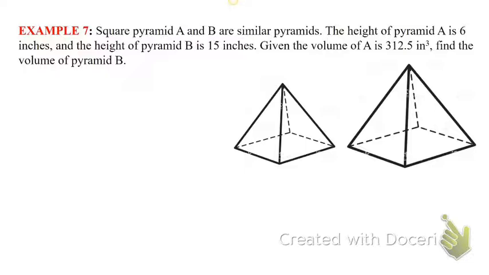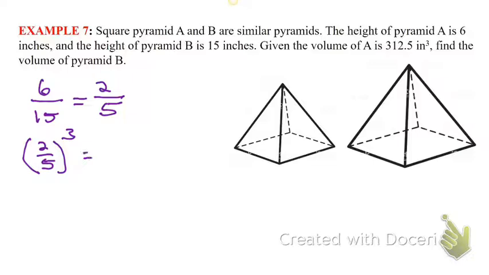And what would the scale factor then be? 6 to 15, this time we're going left to right, 2 to 5. That's our scale factor of our heights. But remember, we need the scale factor of the volumes to determine the volume of pyramid B. So we are going to take 2/5 and cube it.